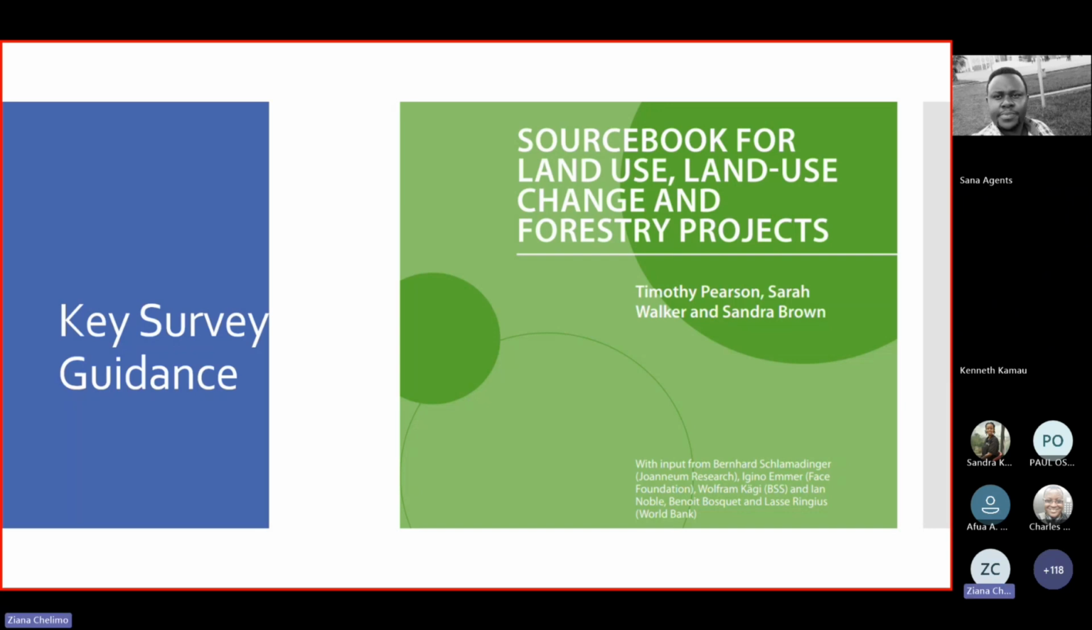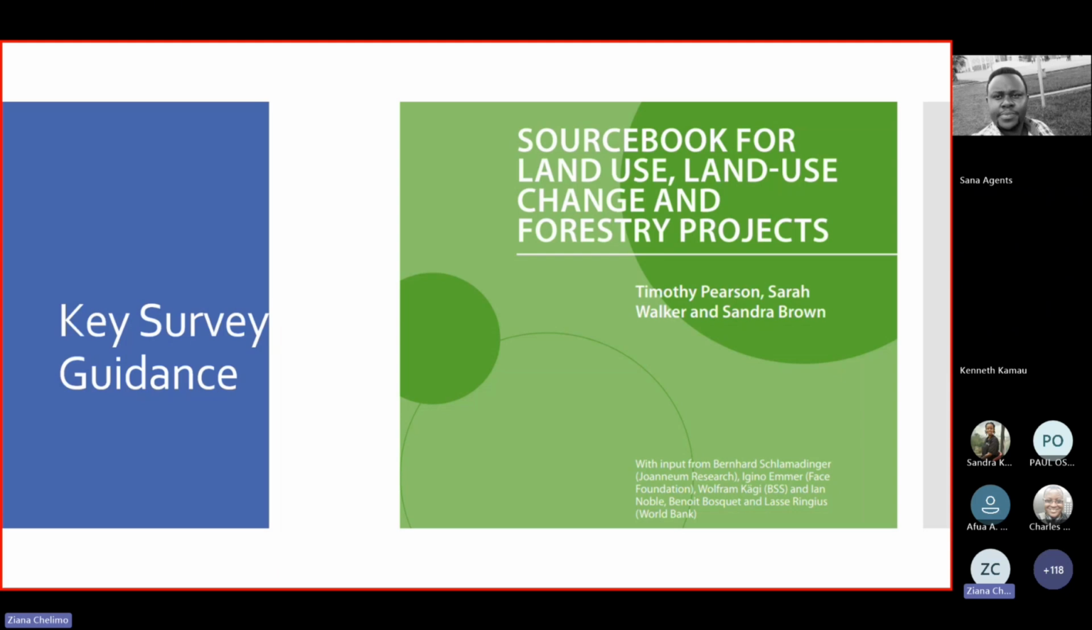the Gold Standard recommends the source book, as you can see on your screen, which is a source book for land use change and forestry projects, keeping in mind that monitoring for afforestation and reforestation projects can be complex. They recommend that you use this source book to guide your development of projects, such that it gives you the requirements that you need to meet that align with what the CDM recommends.